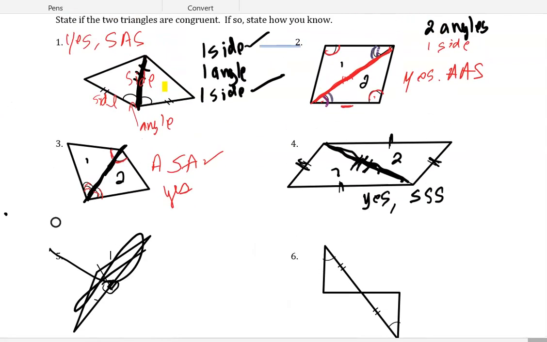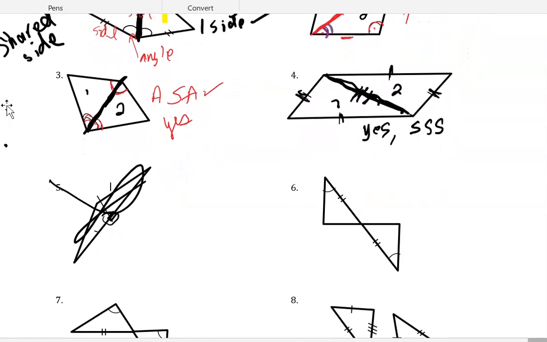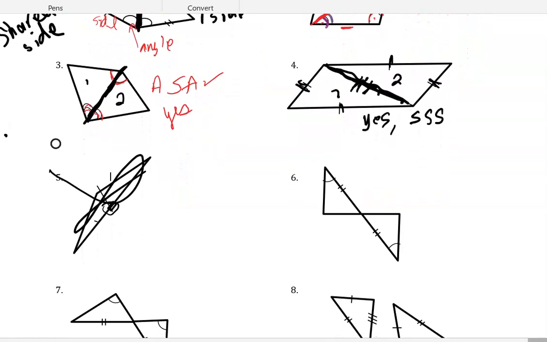what we did call a shared side. Very common. We can also have what we call a shared angle. Okay, it's also called a vertical angle, but for what we're doing right now, we can also share an angle. So if we look at number 6, we have 1 angle marked. So we have 1 angle.